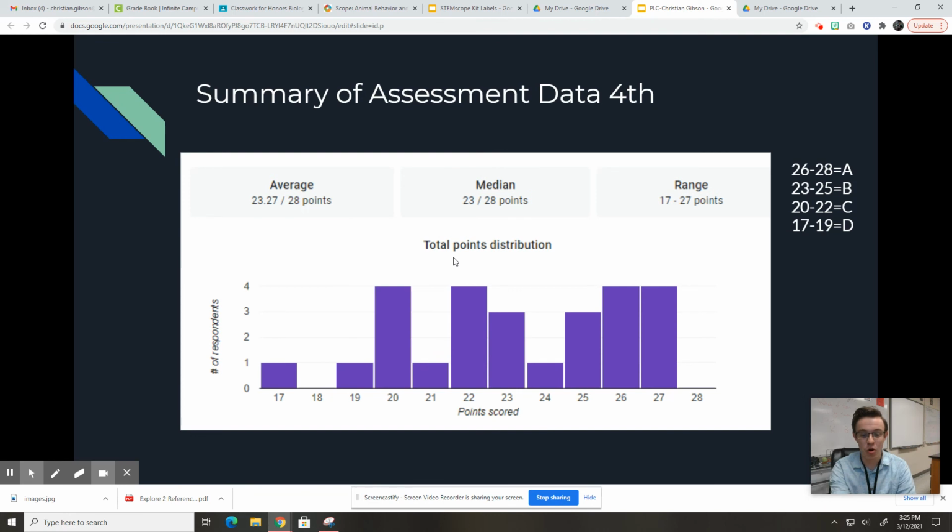This is the data for fourth period. So you can see, again, 26 to 28 is an A. We had a couple down here in the lower C and D range on this one. It's a slightly bigger class, so with a bigger sample size, that's probably bound to happen. I would like to see these trend upwards, and I feel like in the future units, when we get into more ecology, we're going to see a lot of this data trend to the right here.